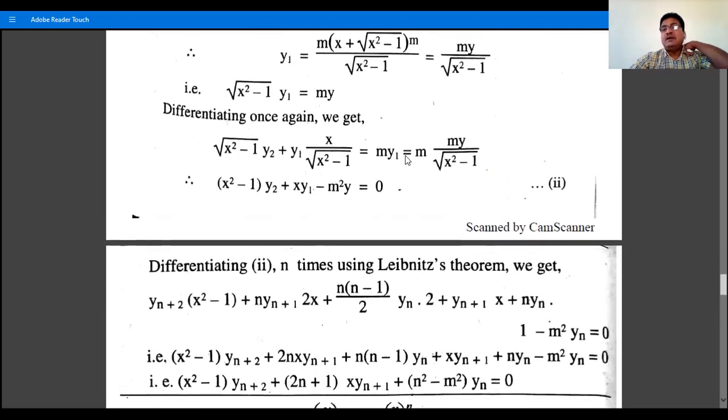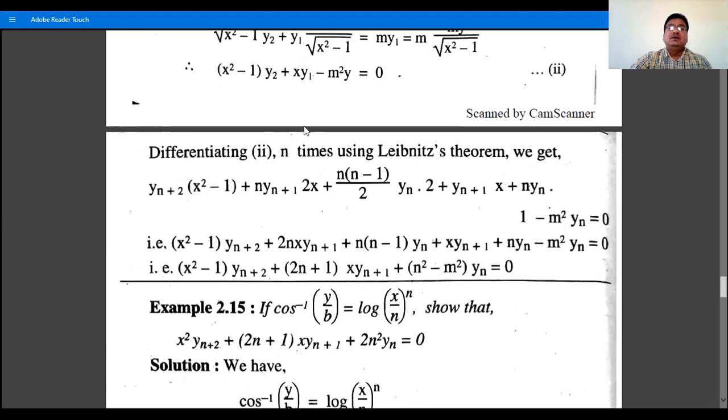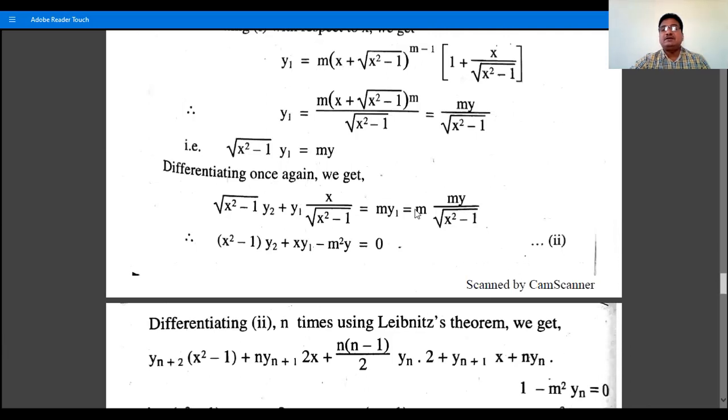What is y1? y1 is my divided by root x square minus 1. Then multiplying by root x square minus 1, we have x square minus 1 y2 plus x y1 is equal to m square y. This is m into my, so root x square minus 1 gets cancelled. And now we have to differentiate this with respect to x, adjusting this m y1, or squaring both sides.